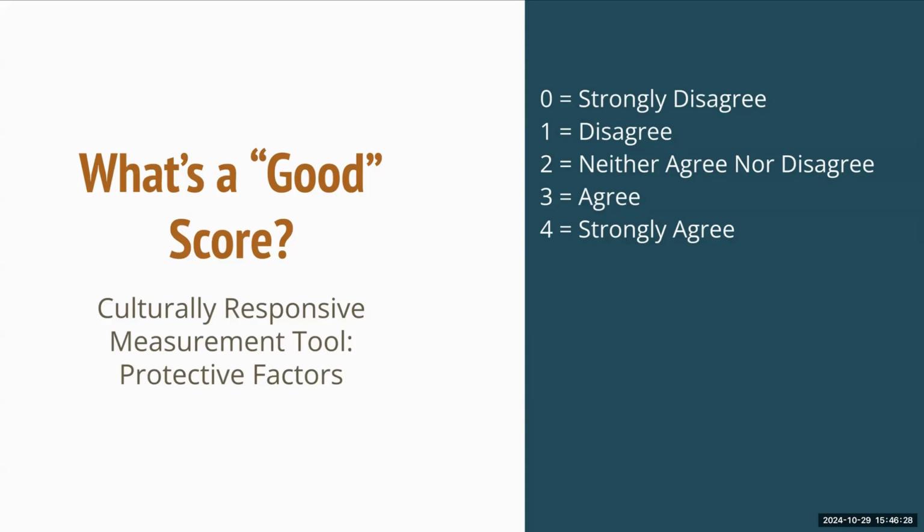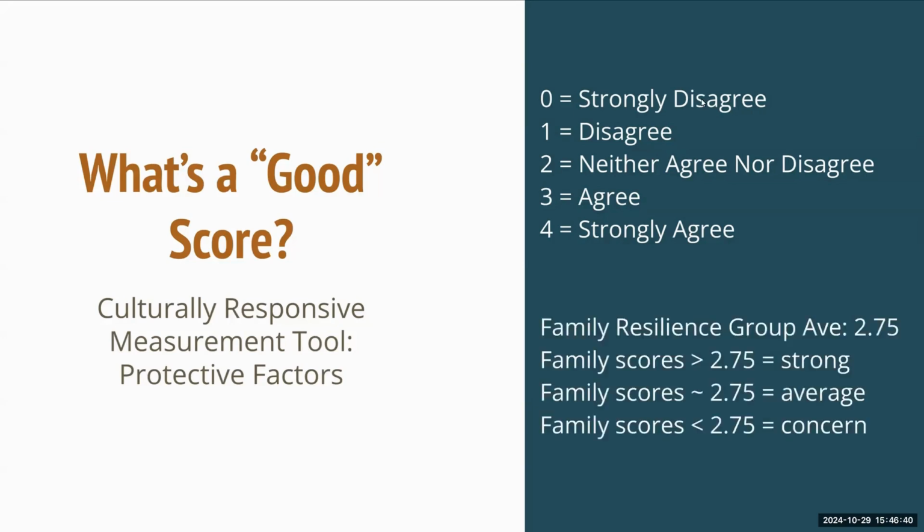Keep in mind that the scores for each section will probably not have the same average. Find the family average for each section of the tool you are using and treat that as your cutoff for that protective factor. In this example, let's say your program's average score is 2.75 in the family resilience section. That is on a scale of 0 to 4. As a program, you may decide that this is your cutoff score.